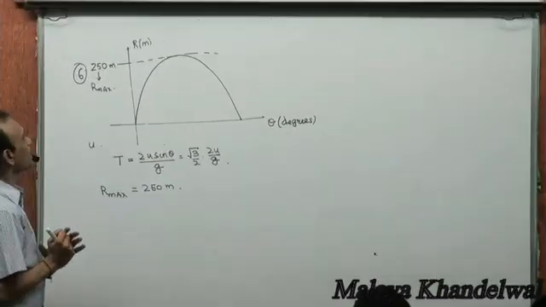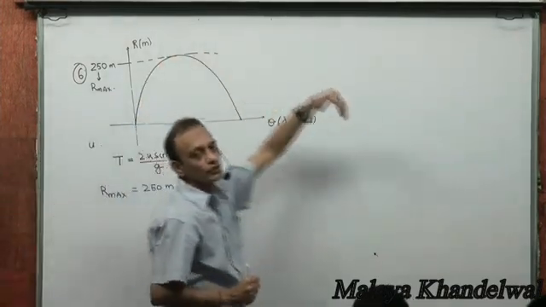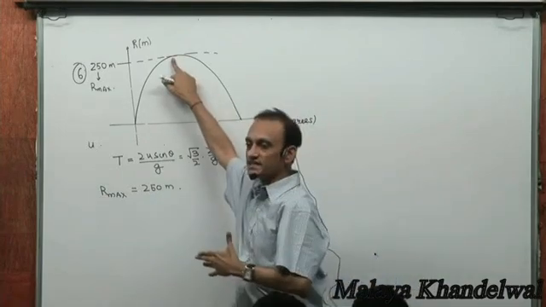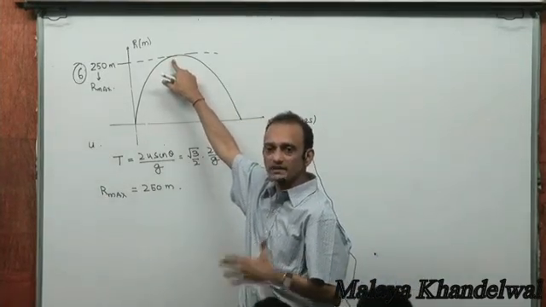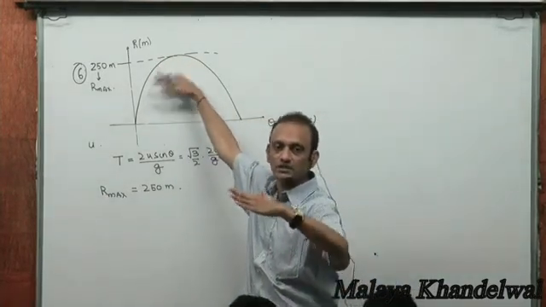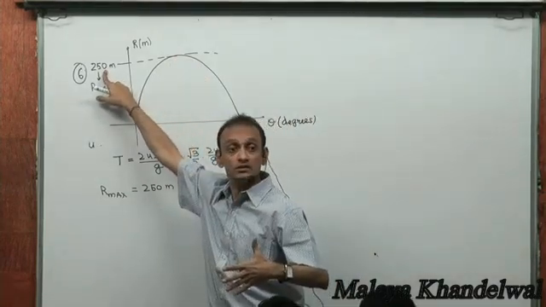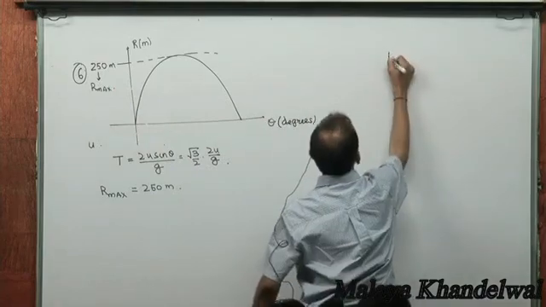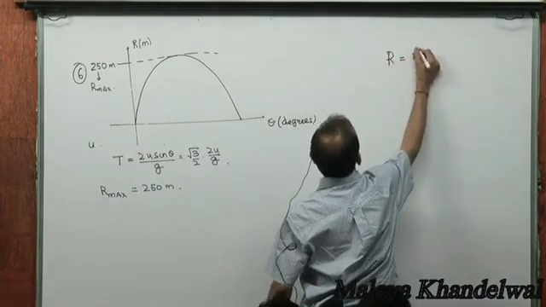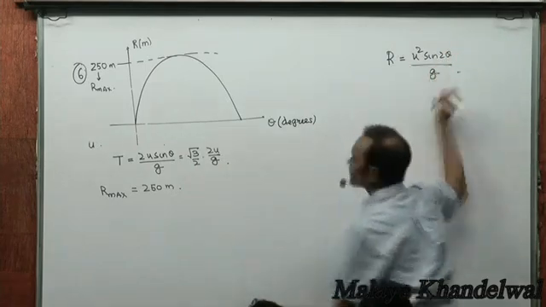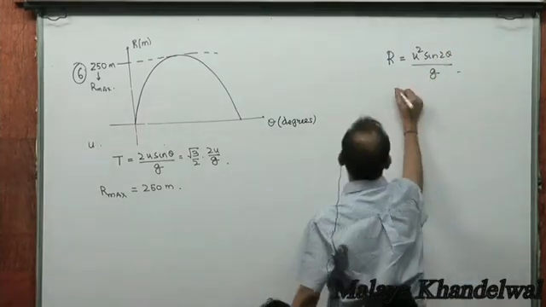So in the next problem, what's given is, for a given u, if I keep varying theta, this is how range varies. And the maximum range is 250. Hey, what's the result for range for any given theta? U squared sine 2 theta by g, right? And what is R max?